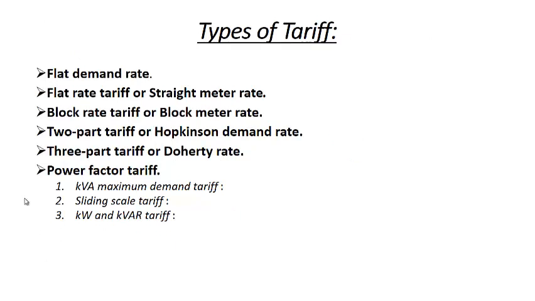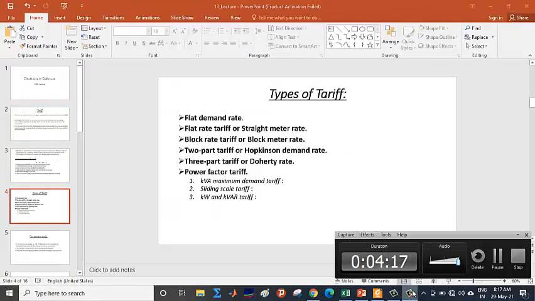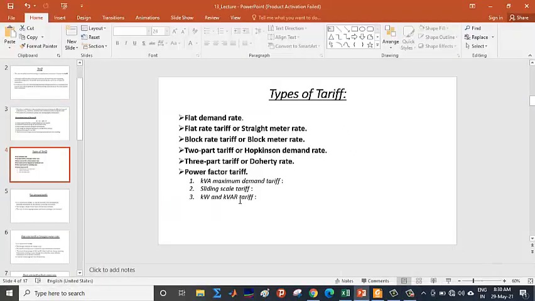One is flat demand rate, another is flat rate tariff or straight meter rate, another is block rate tariff or block meter rate, another is two-part tariff or Hopkinson demand rate, another is three-part tariff or Doherty rate, and the last one is power factor tariff. So these are different types of tariff that we usually use to charge the different types of consumers.